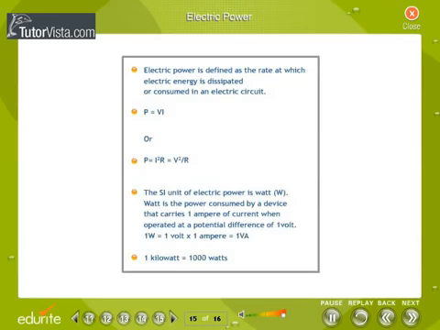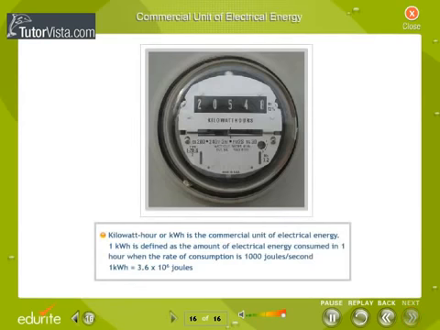The unit watt is very small. In actual practice, kilowatt is used, which is a much larger unit. 1 kilowatt is equal to 1000 watts. Commercial unit of electrical energy. Kilowatt-hour or kWh is the commercial unit of electrical energy. 1 kilowatt-hour is defined as the amount of electrical energy consumed in 1 hour when the rate of consumption is 1000 joules per second. 1 kilowatt-hour is equal to 3.6 into 10 to the power of 6 joules.